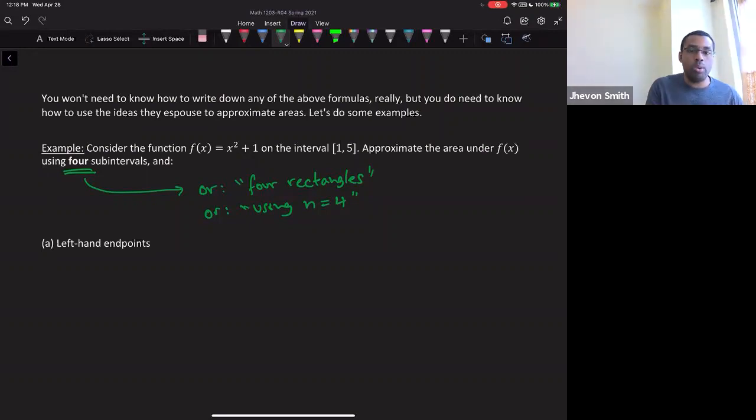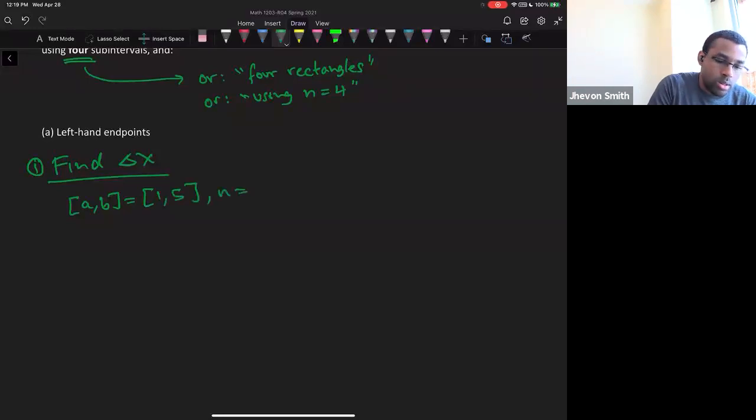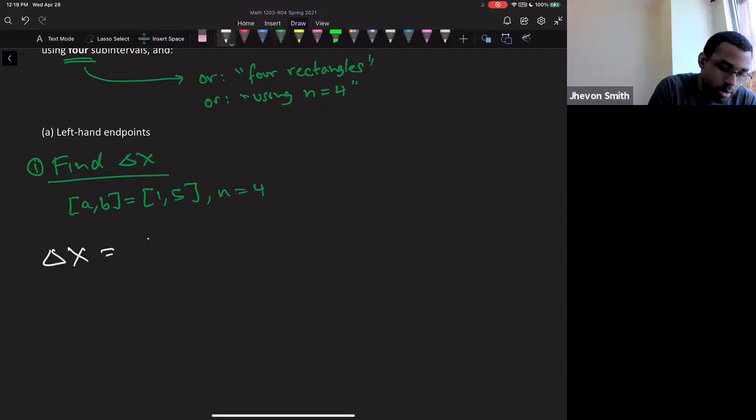So let's see how we would do this. The first thing you need to do is find delta x. We know that delta x is b minus a over n. Here we have the interval [a, b] equal to [1, 5], and our n is 4. So this means our delta x is going to be 5 minus 1 over 4, or it's going to be 1. So the rectangles are going to have width 1.